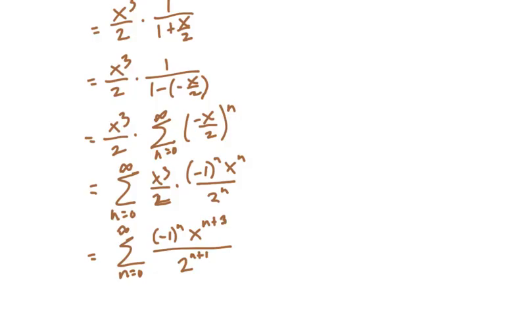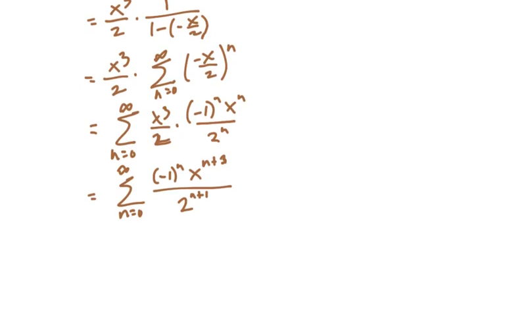This x to the third over 2 can move inside like we did down here, because it's x, it doesn't depend upon what n is, so it doesn't matter if it's inside or outside the notation, just in case you're wondering about what happened there. Let's look at a few of these terms.